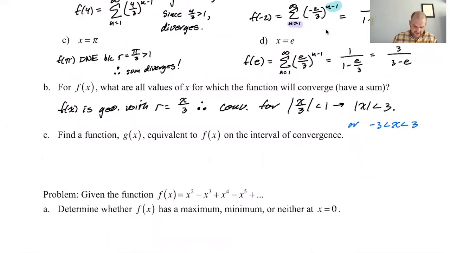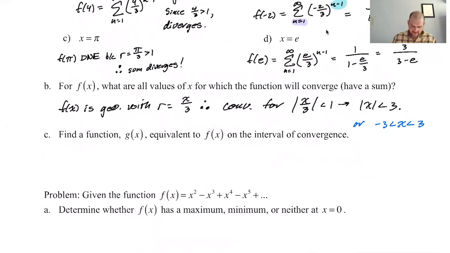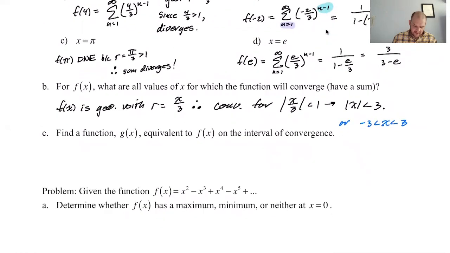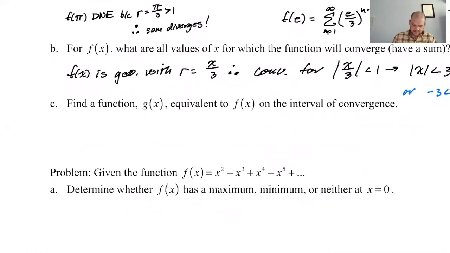Find a function g of x equivalent to f of x on the interval of convergence. All right, so f of x, I don't know why I did that. It should just say find a function to which f of x converges, but it doesn't say that.